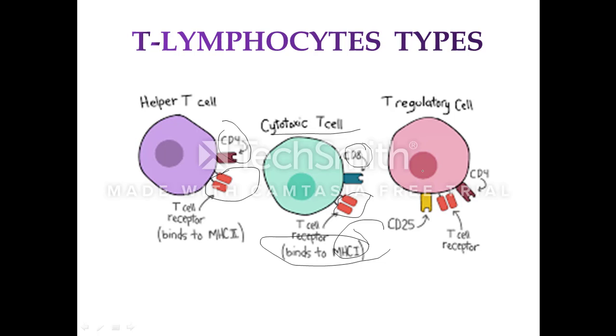Another type of T lymphocyte, which controls the immune reaction, is referred to as the T regulatory cell. They express two types of CD receptors, one is CD4 and the other is the CD25 receptor. This T regulatory cell expresses a T cell receptor, and its binding specificity is not yet identified. So the T regulatory cells express CD4 as well as the CD25 receptor. The CD25 membrane proteins help in regulating the immune system.